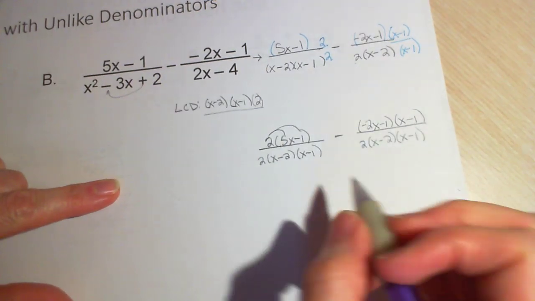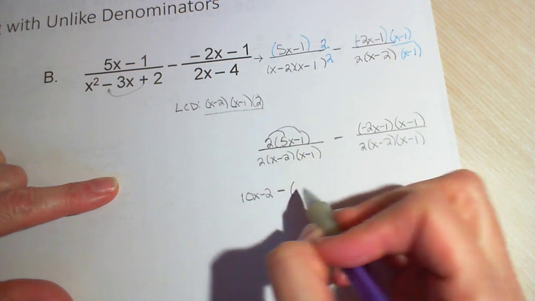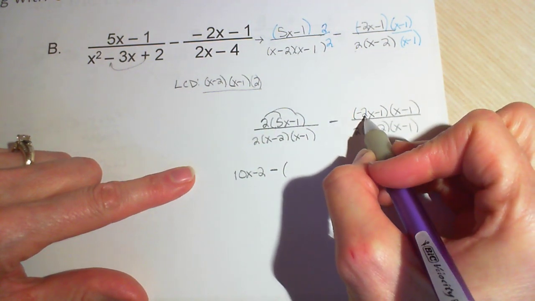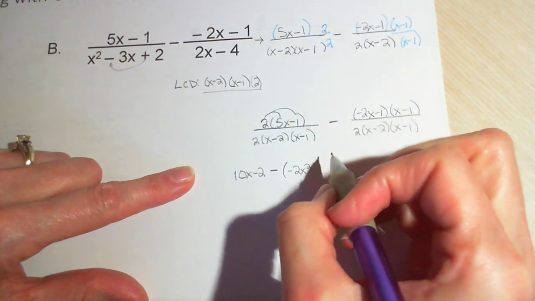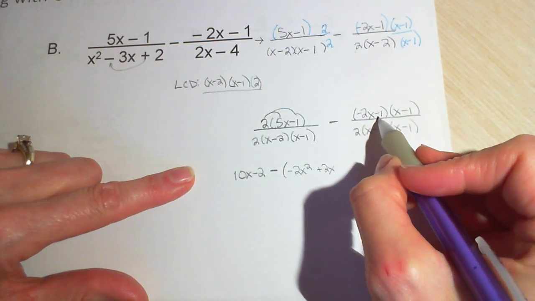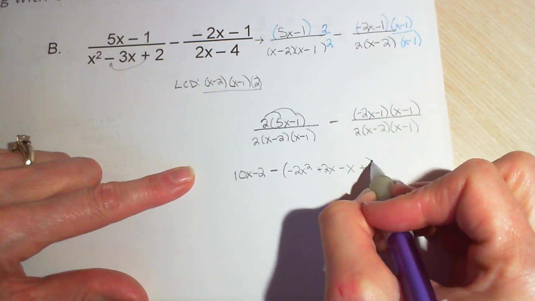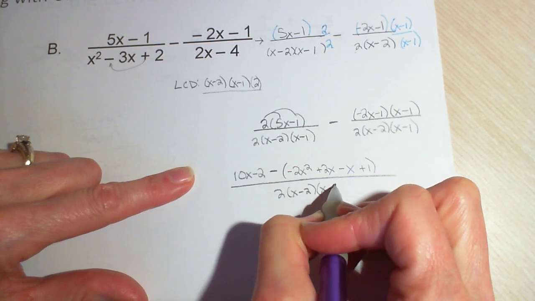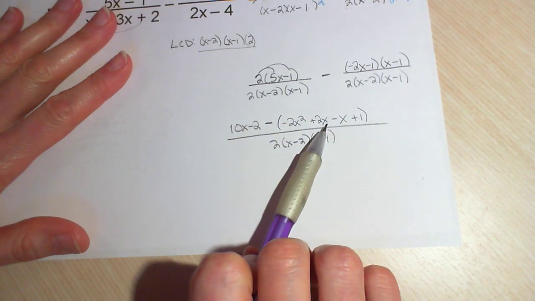So this I'm going to distribute. So my numerator here is going to be 10x minus 2 minus, I'm going to put all this in parentheses because I'm going to have to distribute that negative. This would be negative 2x times x. That would be negative 2x squared. Negative 2x times negative 1 would be positive 2x. Negative 1 times x would be minus x. And negative 1 times negative 1 would be positive 1. Okay, all over my common denominator. These I can combine, right? 2x minus x, that would just be x.